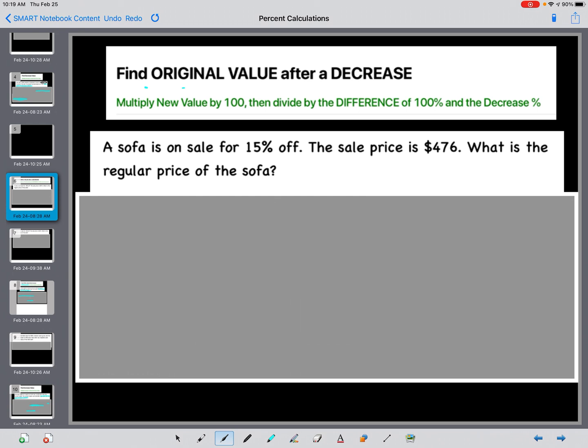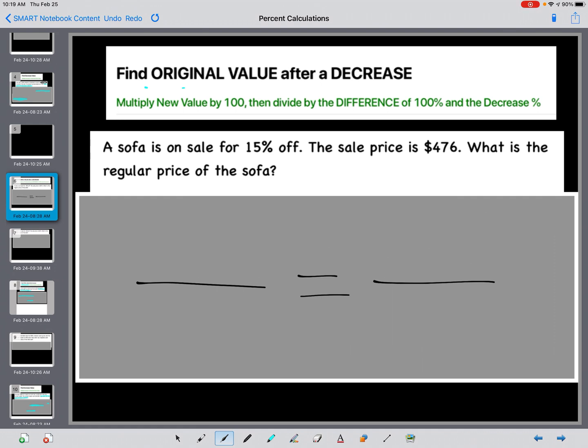The sofa is on sale for 15% off. The sale price is $476. What is the regular price of the sofa? So again, if you see find the original or the regular price or what it used to be, an old value, these are all ways to find original value. These are all questions asking to find an older value.